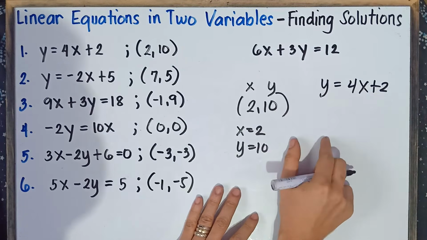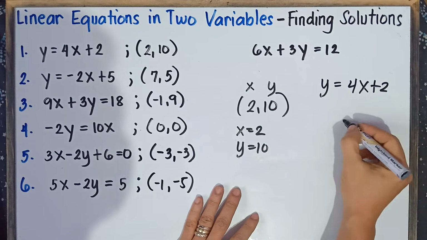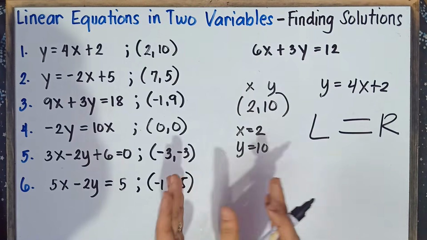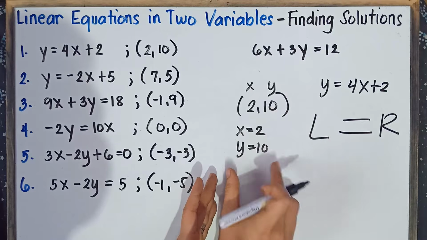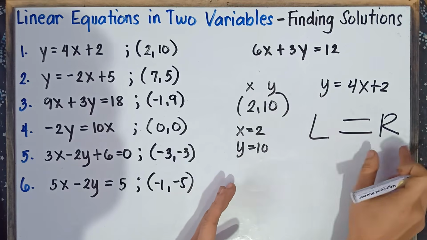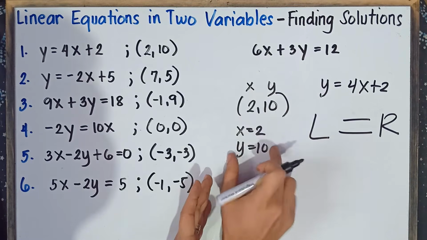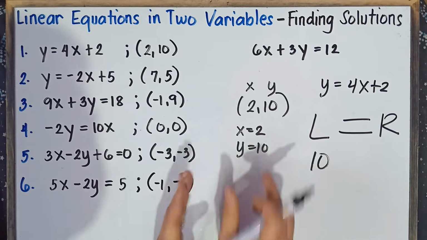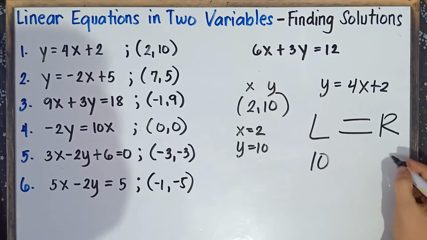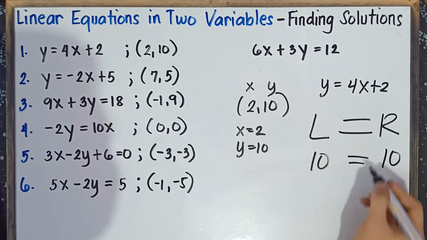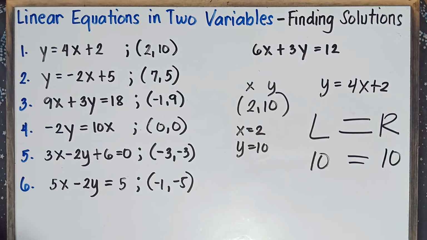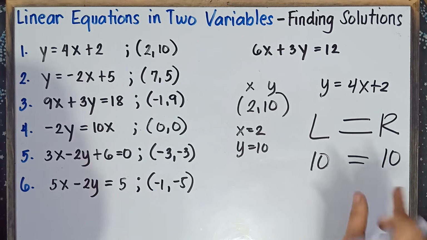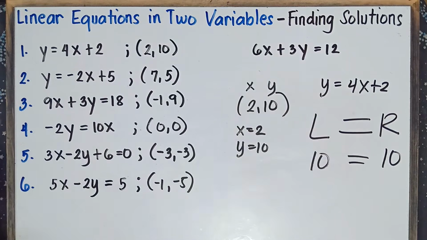If the left expression is equal to the right, once again, this is the equal sign, this is left, and this is right. When you substitute the value of x and then the value of y, the answer on the left expression would be 10, and the answer on the right expression would be 10. Of course, we know that 10 is equal to 10. Therefore, it will satisfy the equation. Therefore, class, the ordered pair is a solution.